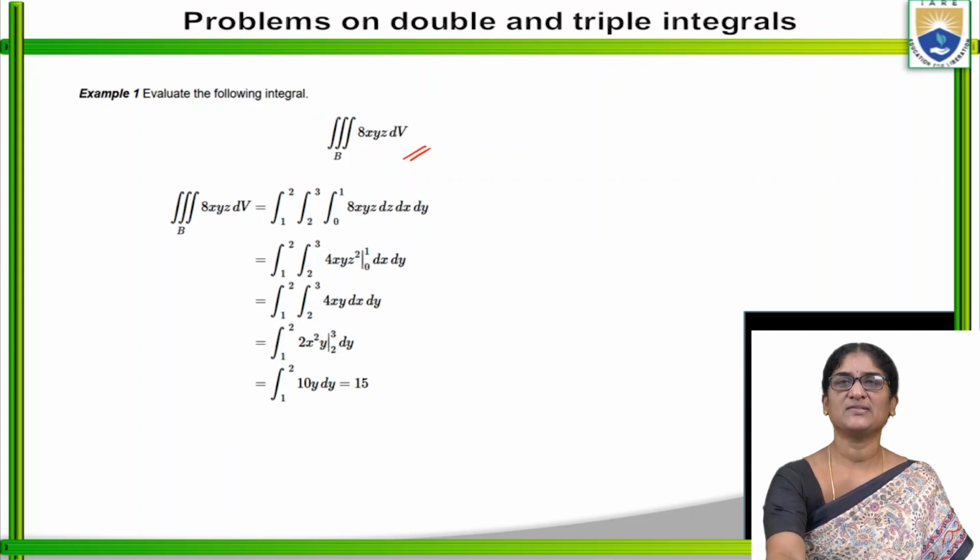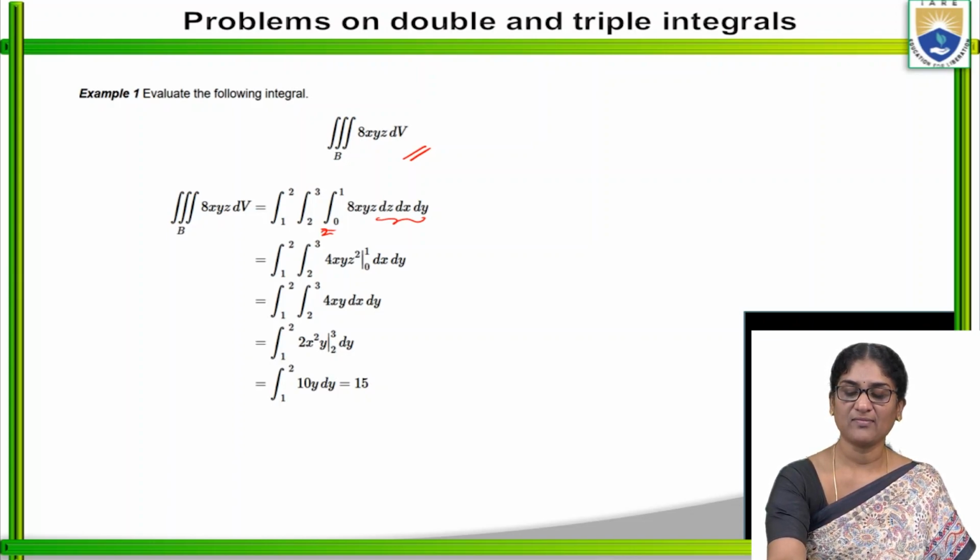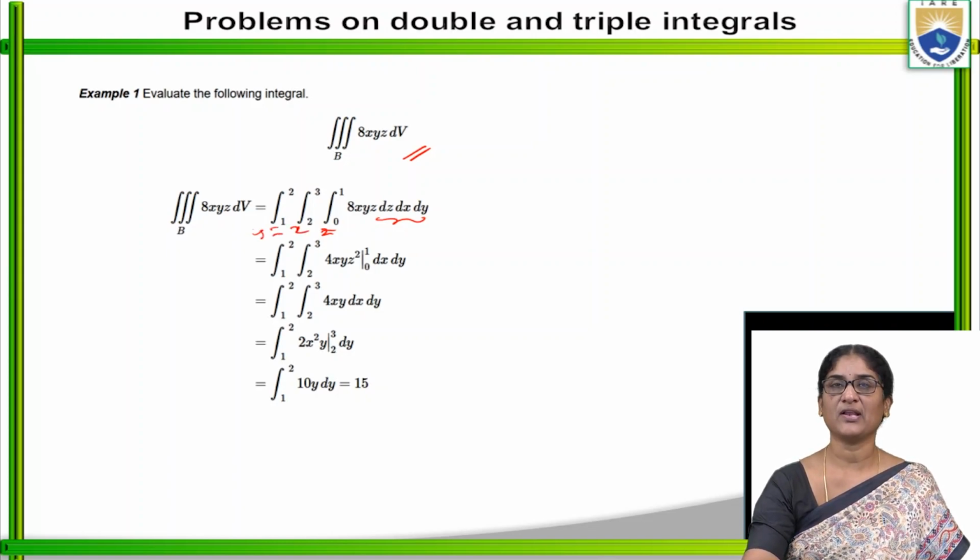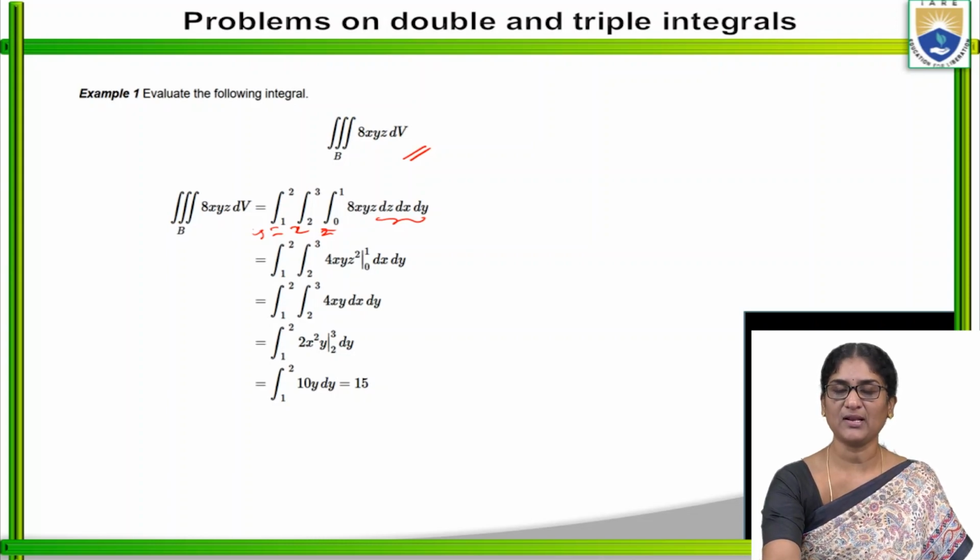Now the limits are taken from 1 to 2, 2 to 3, 0 to -1. Now you follow the order dz, dx, dy. Then these are the values of z, then these are the values of x, and these are the values of y. So first we need to integrate the z value. You are going to get integral 1 to 2, integral 2 to 3, 4xy z square. Z limits are from 1 to 0, so that 1 square minus 0 square, which is 1. So the z variable is totally eliminated. The function is reduced to a two variable question.